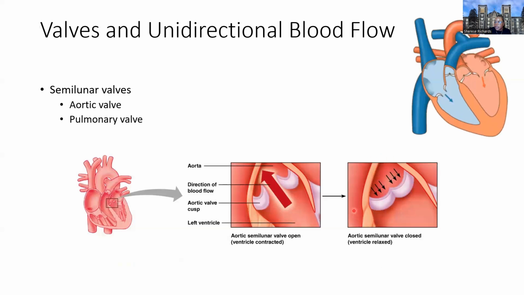The semilunar valves on the other end are found between the ventricle and the artery. So the aortic valve on the left heart between the left ventricle and the aorta versus the pulmonary valve between the right ventricle and the pulmonary artery. And the pulmonary valves are not associated with the chorda tendineae. They're not associated with the papillary muscle. And what helps to prevent prolapse of these valves is their semilunar nature.